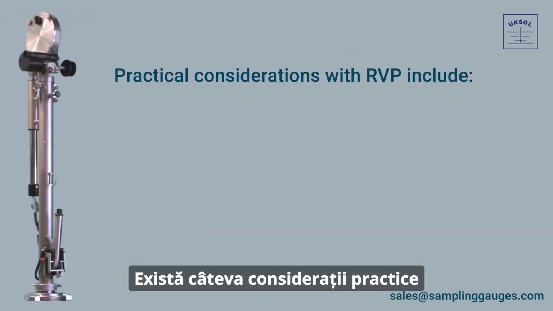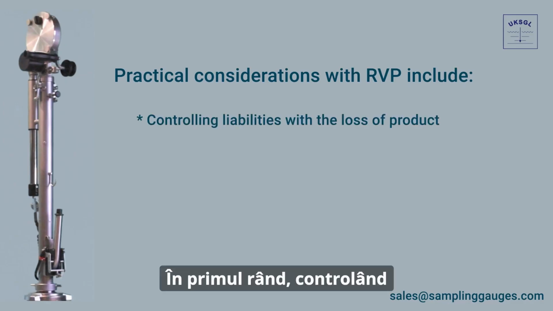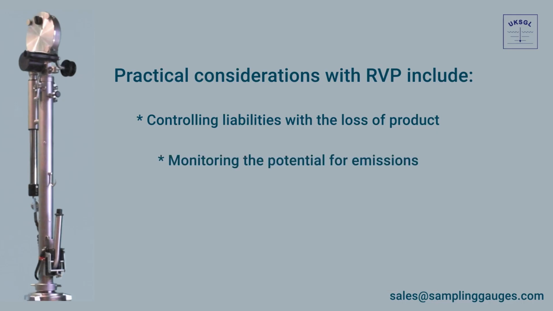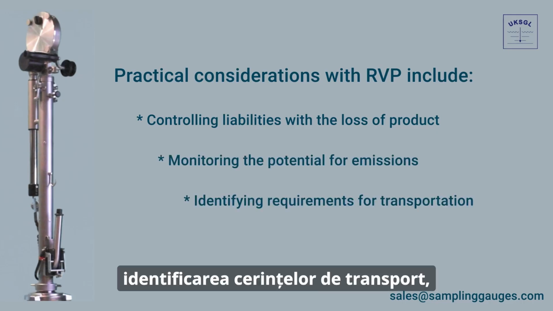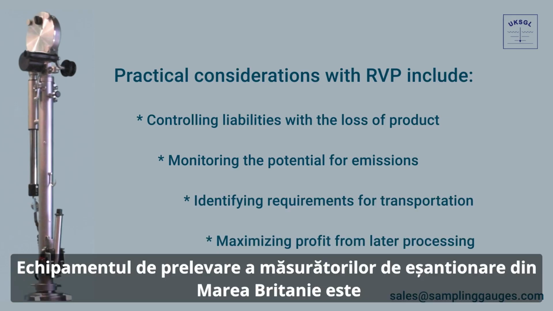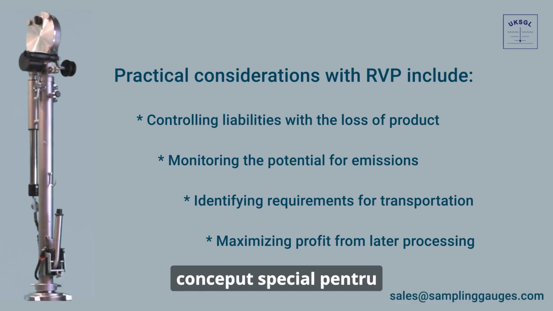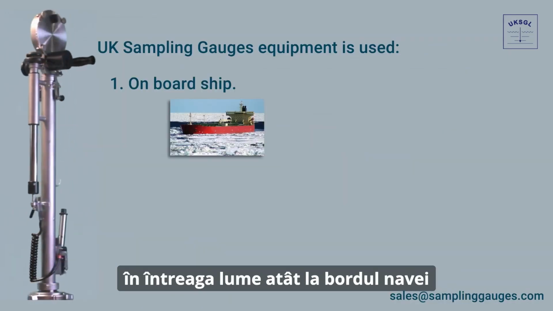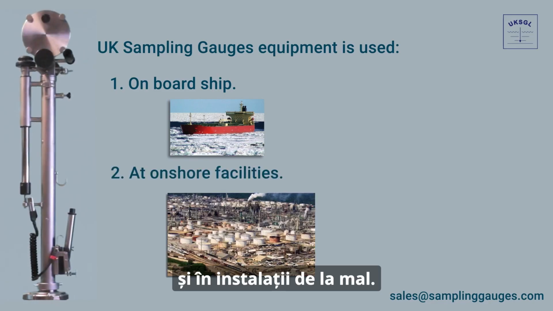There are some practical considerations from using RVP sampling. Firstly, controlling liabilities with a loss of product. This is the light ends. Monitoring the potential for emissions, identifying transport requirements, and maximising profit from later processing. UK Sampling Gauges sampling equipment is specifically designed to fulfil these considerations. Finally, our equipment is in use worldwide, both on board ship and in shore installations.